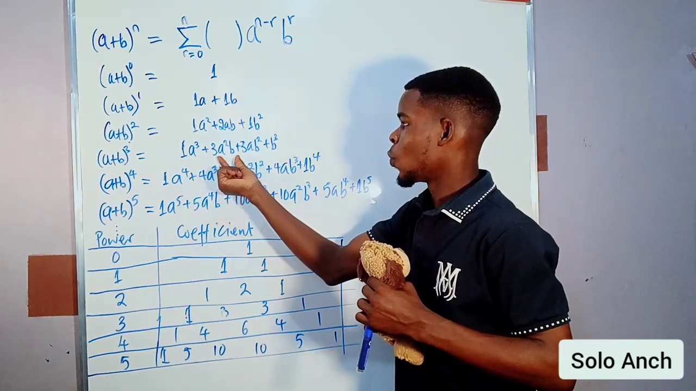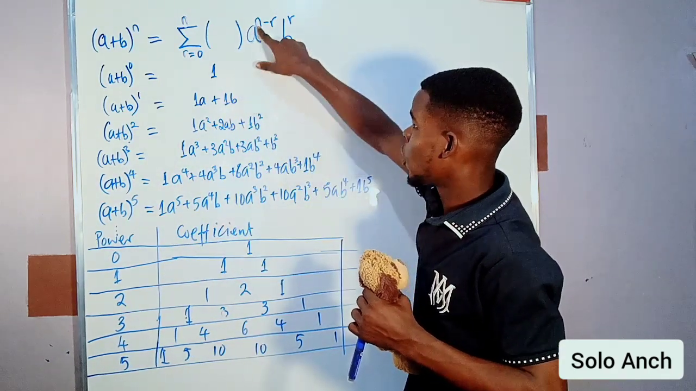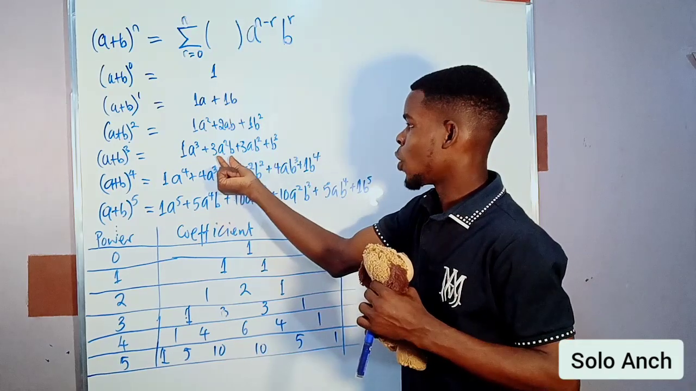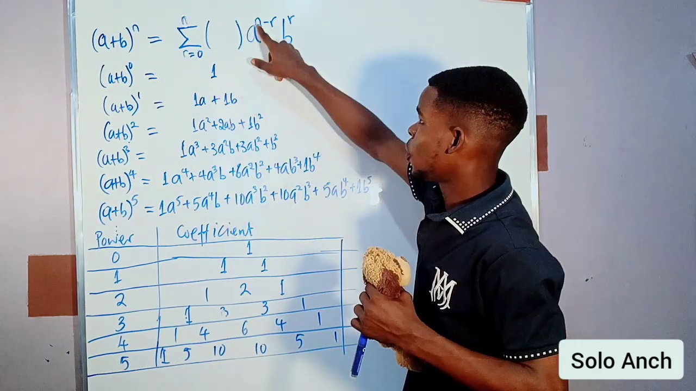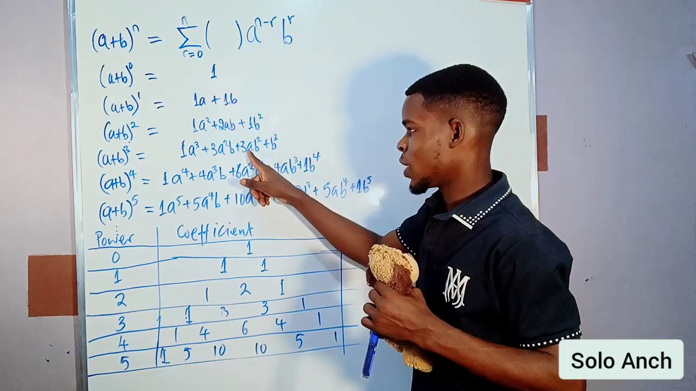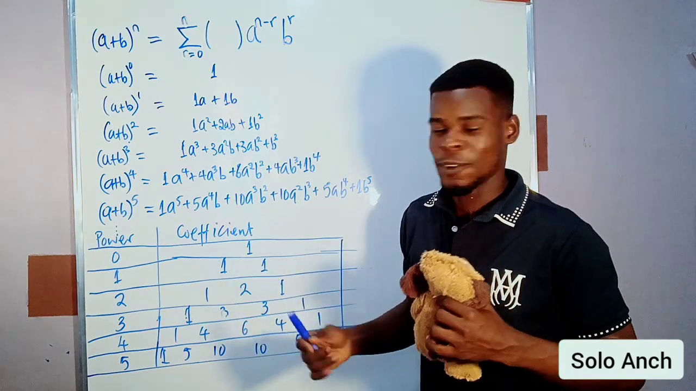Then when r gets to 1, we now have plus the coefficient, which we are here to determine, then a raised to the power of 3 minus 1, which will be a raised to the power of 2. b increases to 1 when r is 1. When r is 2, a is raised to the power of 3 minus 2. 3 minus 2 is 1, that's why the power of a is 1. And then b raised to the power of 2. And then the last term follows as well.